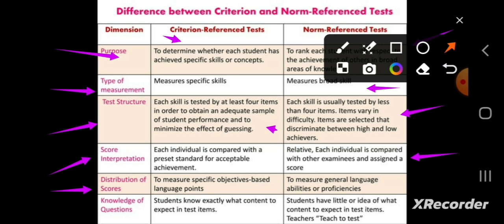Distribution of scores. CRT, criterion reference test: the score distribution is based on mastery. If many have mastered the tested material, the scores show whether specific objectives were met, but they don't necessarily spread out the scores across the population. Norm reference test: the scores are intentionally spread across a bell curve. The purpose is to rank students from high to low achievers, meaning only a certain percentage will fall into the highest and lowest categories, while most will be clustered in the middle.